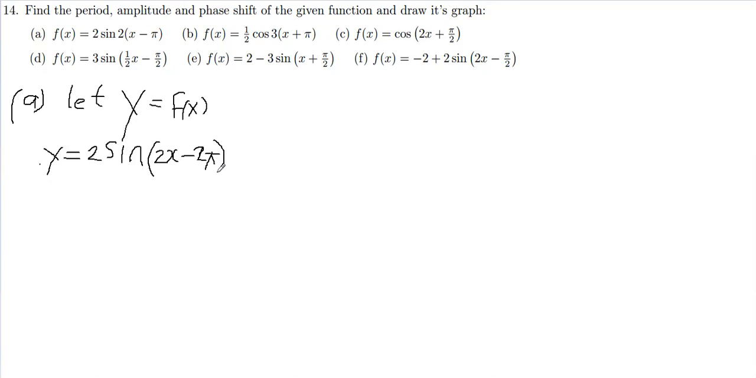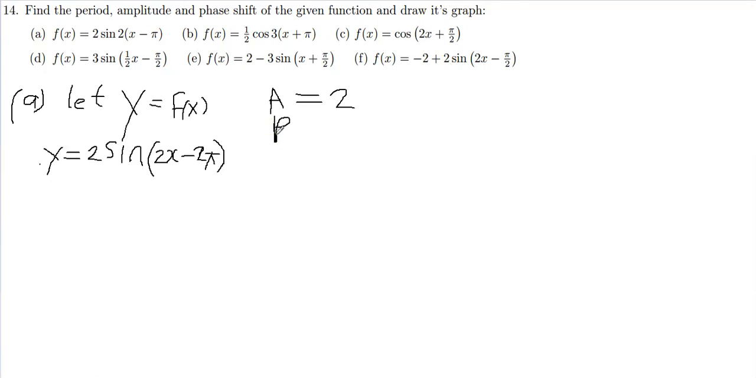As I earlier said in question 15, if you watched question 15, the way I solved it, what you do is first you identify your amplitude. My amplitude in this case is just the coefficient of the trig ratio, which is 2. So my amplitude is 2. Then from there I'll find my period.